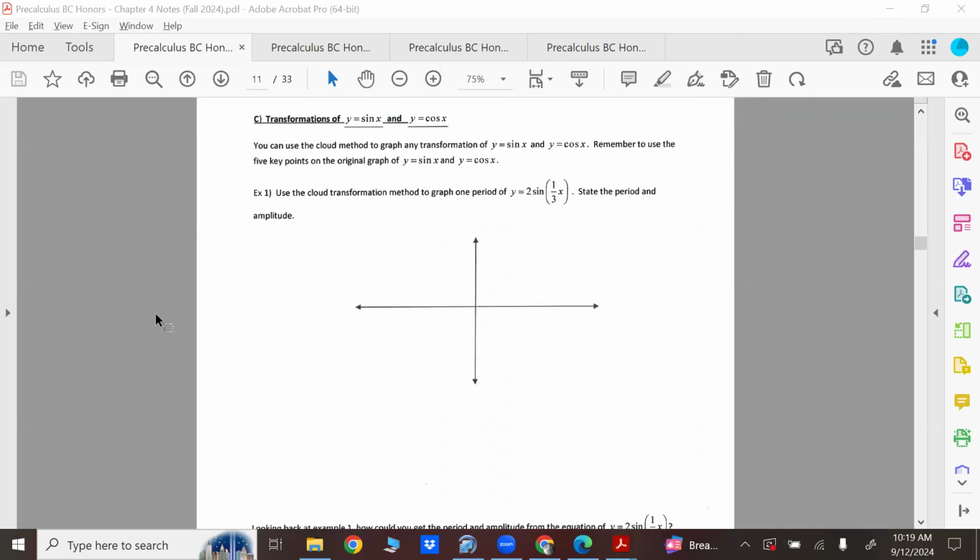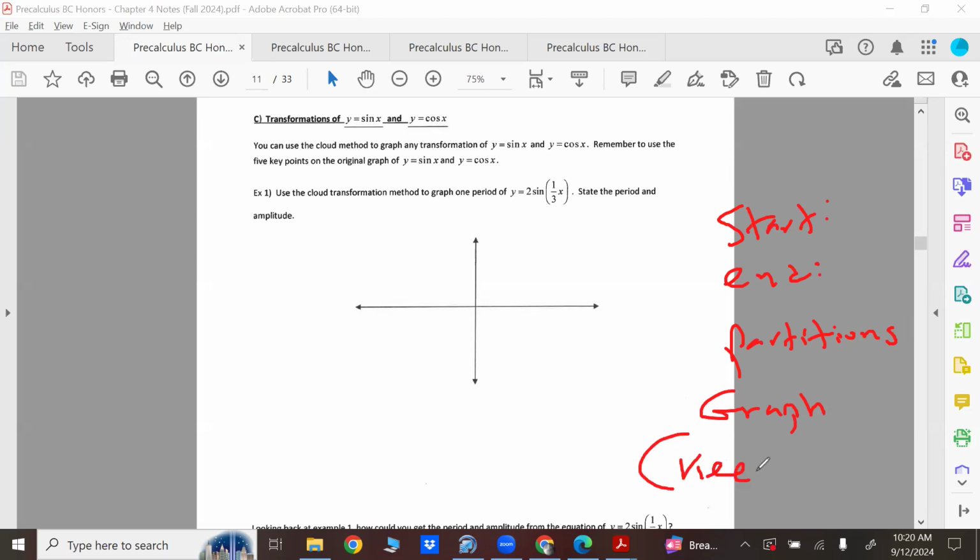All right. Transforming graphs. We talked about this as well, but this is where I really want to slow down a little bit, pump the brakes a little bit here. So here's what I'm going to do. This is the technique I like to use. I want to figure out where I should start, where I should end. Then I want to do partitions. And then graph, keeping in mind vertical changes.